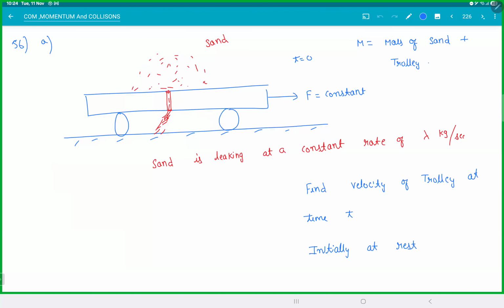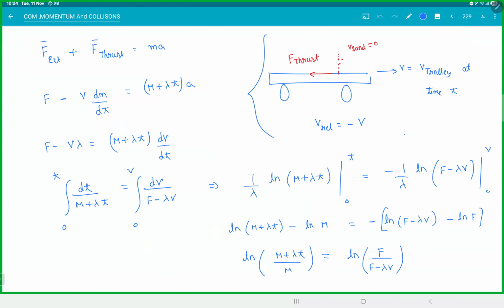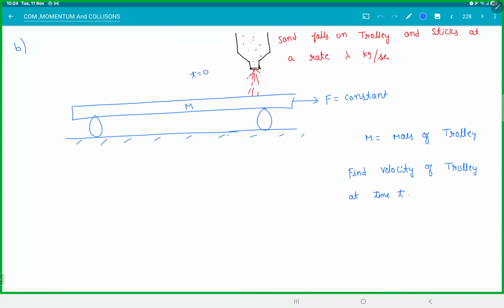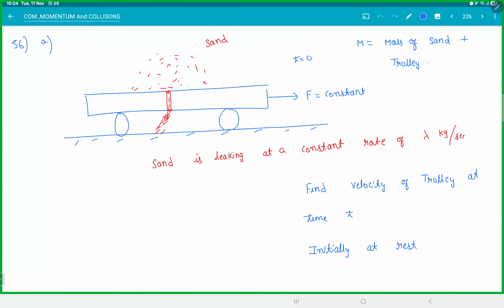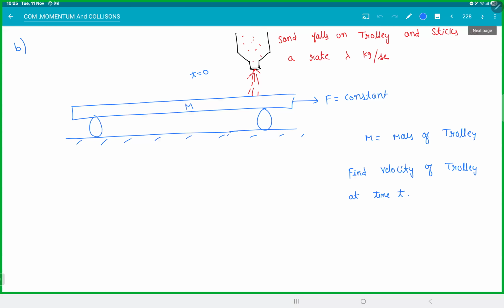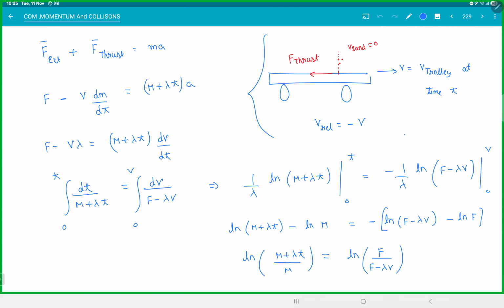But unfortunately, this will not work for this problem. When the sand is leaking, you can't apply that thing. So there, if you want integration, you can do this. Both are good ones, because most people get confused between the two. Here F thrust is 0 because V relative is 0. Here F thrust is not 0 because the sand is falling with negligible speed. So V relative is 0 in the horizontal direction. Have a look at the steps. All clear with this? So both the cases, sand leaving the trolley or sand falling on the trolley.